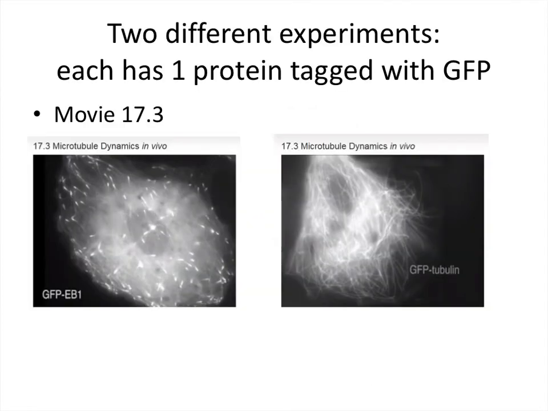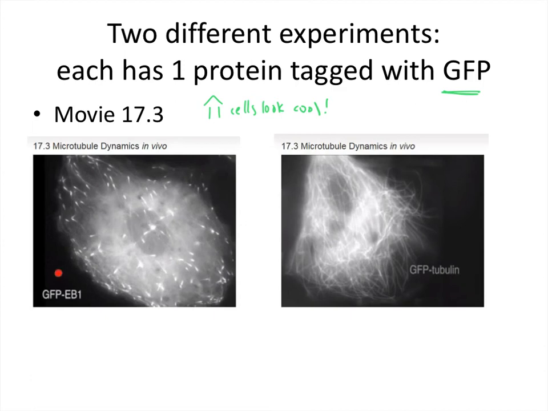I want to put in a plug for the movie 17.3 from your textbook. Also, this really showcases how GFP tagged proteins can be used in two different ways to examine dynamic processes. And this plays off one of my take-home messages, which is that cells look cool, and in particular, this is due to fluorescence. So we've got green fluorescent protein, that's GFP, and basically that's been tagged in one experiment here on the left to a protein called EB1.